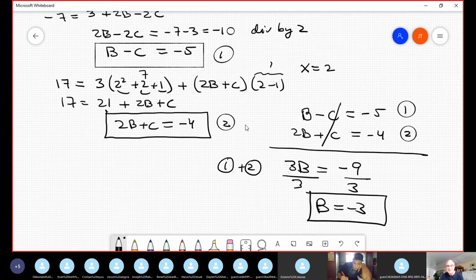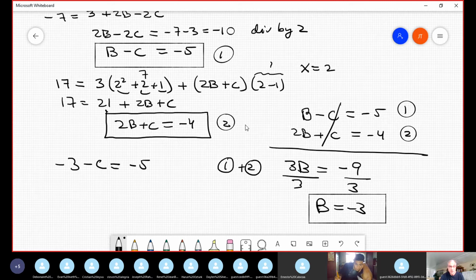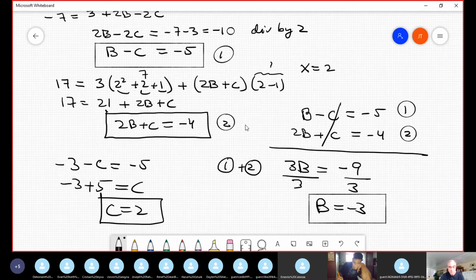I just need to find C. To find C, easy. I take equation 1 and substitute B is -3, so -3 minus C equals -5. C equals -3 plus 5, which is 2. I have the answer.